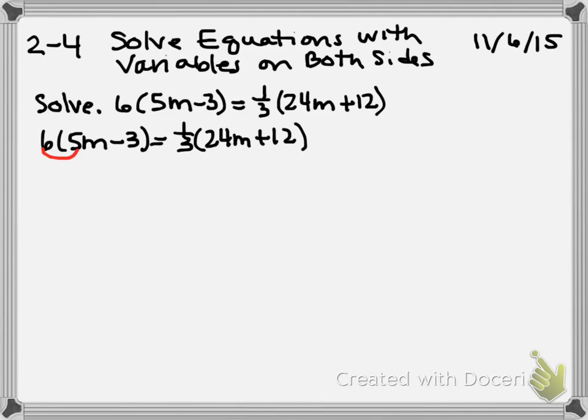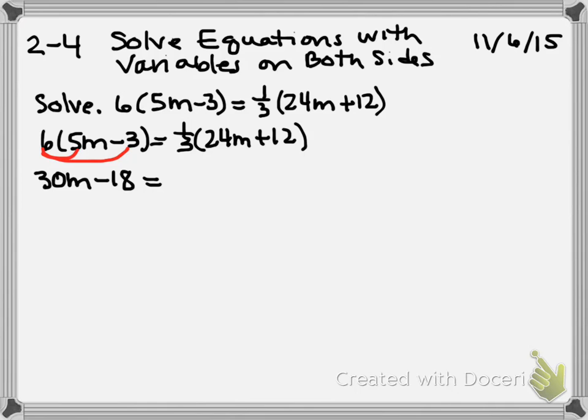Now, watch carefully because I'm still seeing mistakes as I'm grading through the test. You have 6 times 5m. What does that give you? 30m. What sign do you see coming up? Yeah, so I have a positive 6 times a negative 3. What's that going to give you? A negative 18. Now I'm done. Go to the other side.